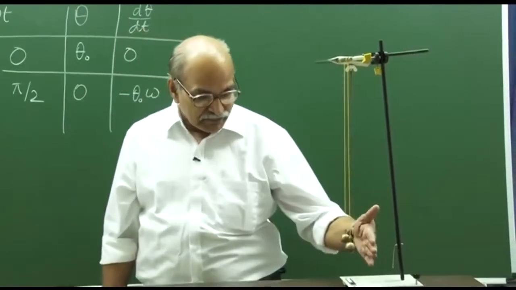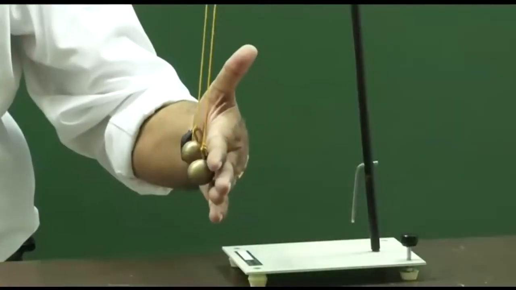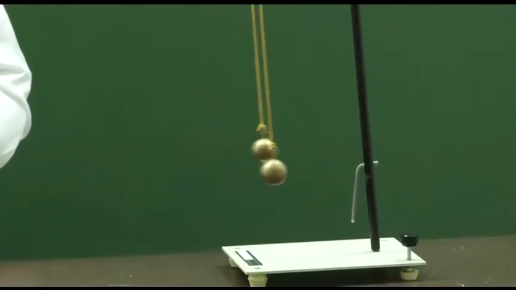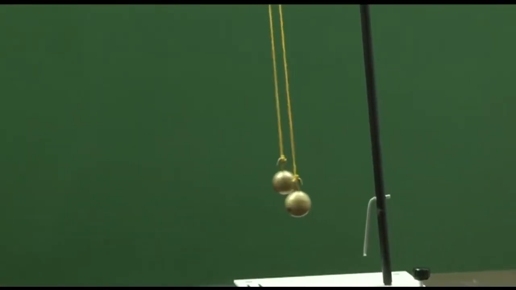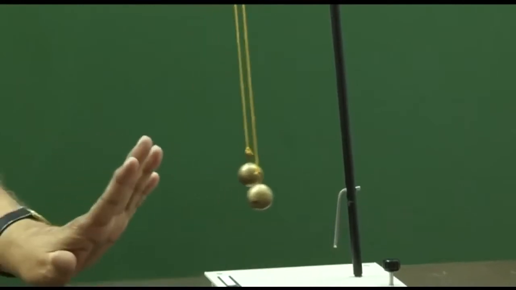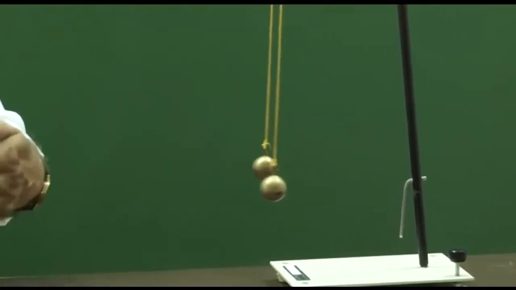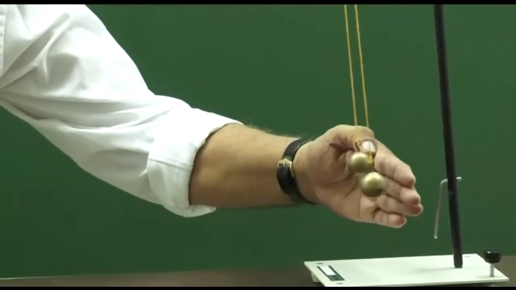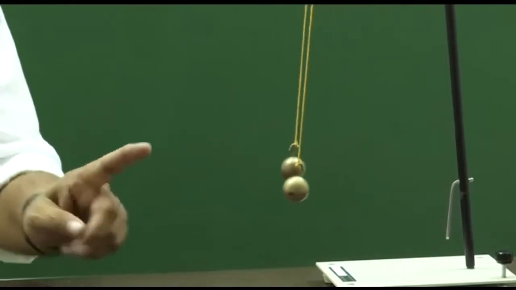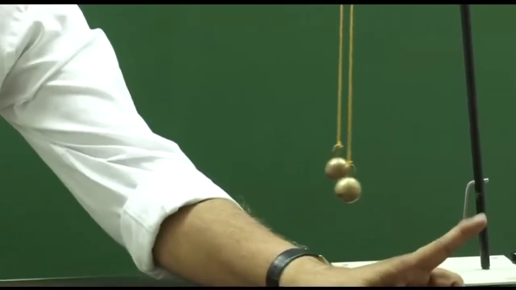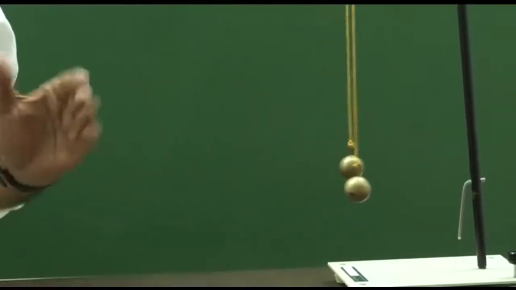Now let me start them in some fashion. So now you see the two pendulums are oscillating, and they are oscillating in such a way that both are going towards left together, both are coming towards right together and so on. So when the first one is at its left extreme, at that instant the second one is also at its left extreme and so on.